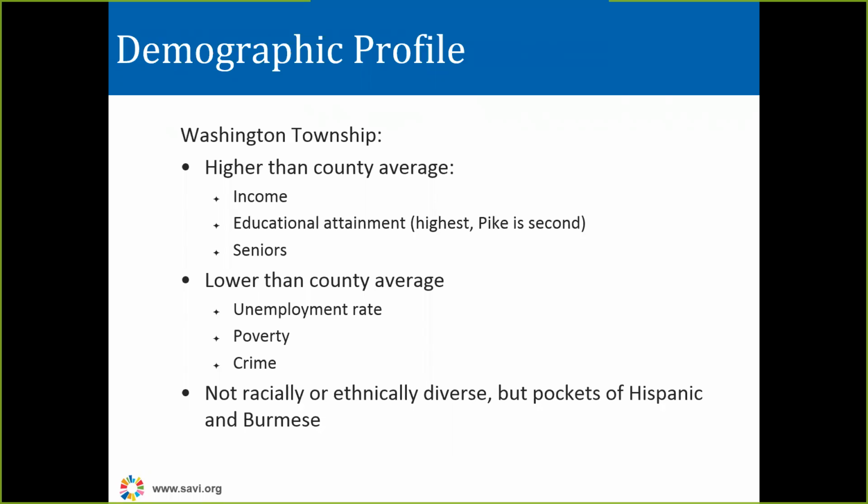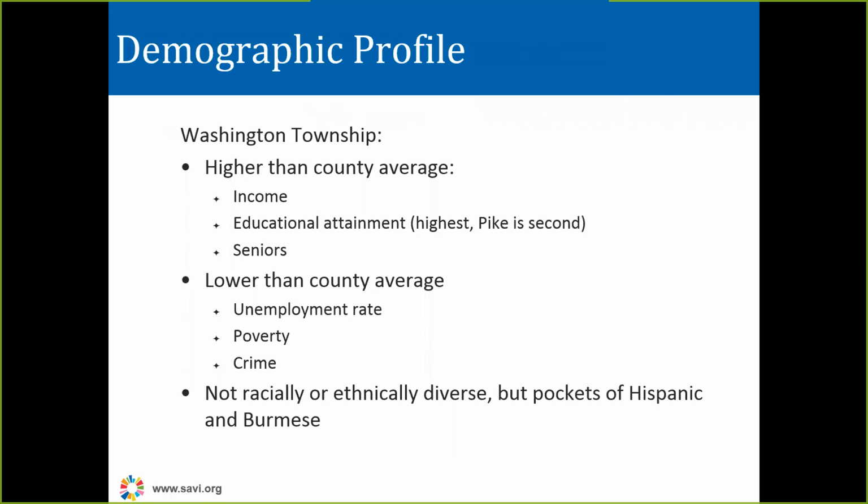So, that's good for Washington Township that they have a higher income than Marion County on average, and then higher educational attainment as well. Then they also have lower than the Marion County average for unemployment, poverty, and crime. So again, those are good things for Washington Township. And from this, we can see that in those types of measures, they're doing better than Marion County as a whole.